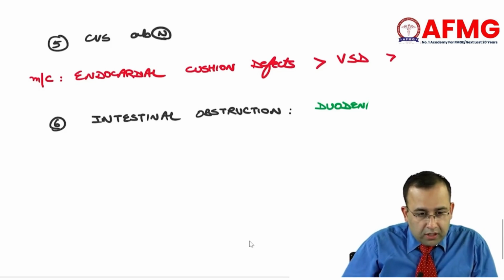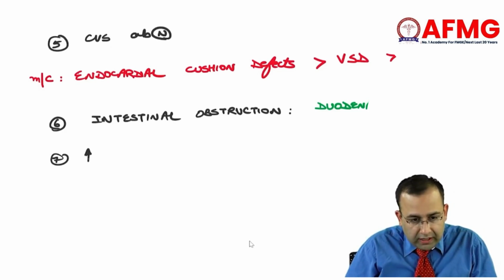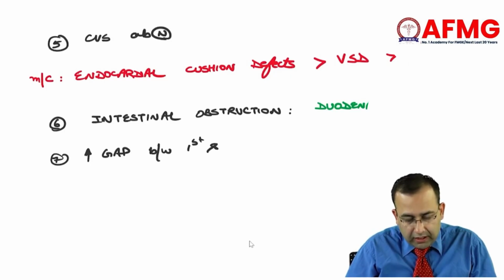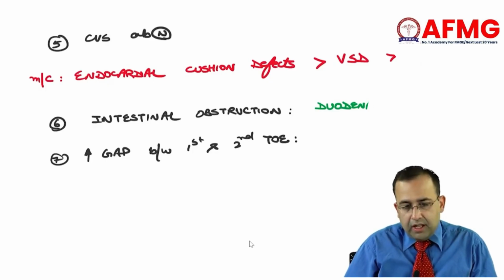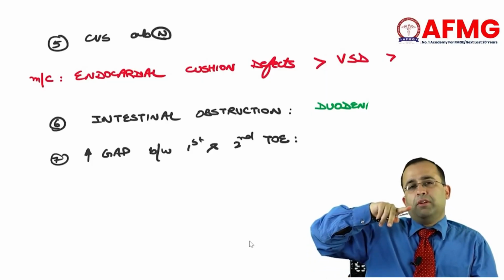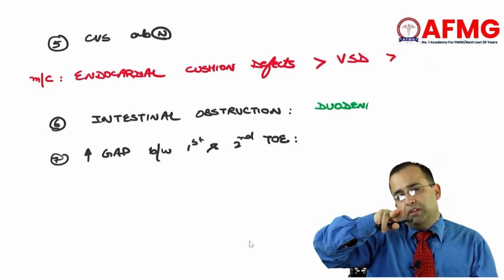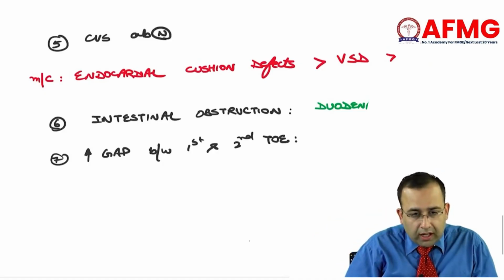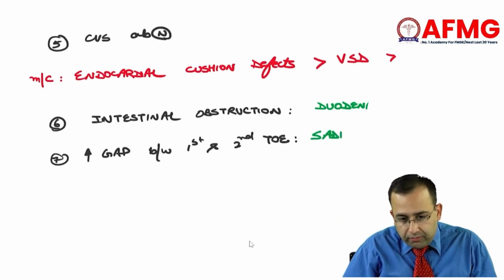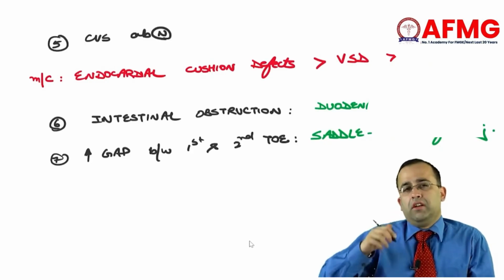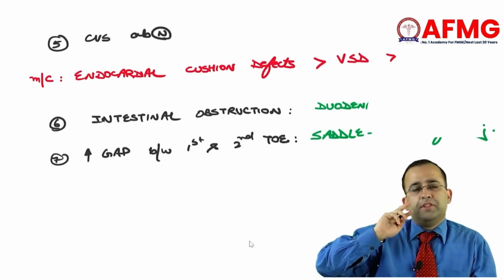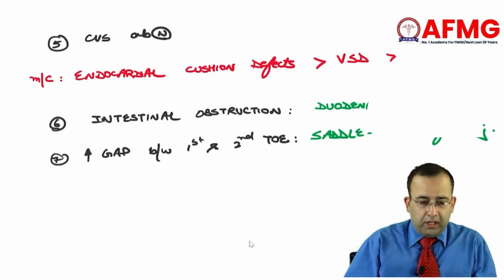Next, Down syndrome shows the presence of increased gap between first and the second toe in the legs. जो first and second toe है, first toe बड़े वाला है, second toe छोटा है ना, there is increased gap between the first and the second toe, which is called as saddle toe deformity.